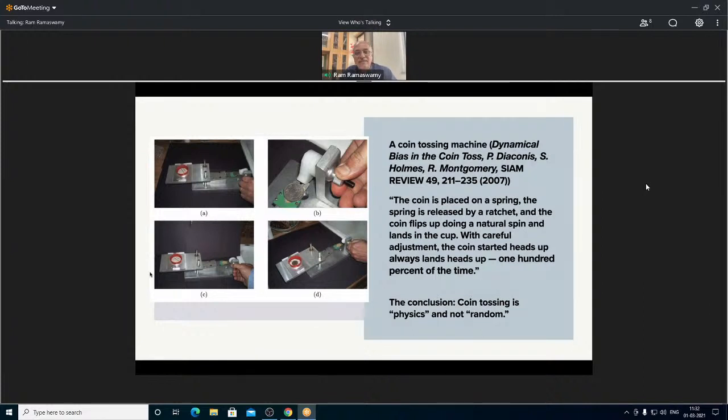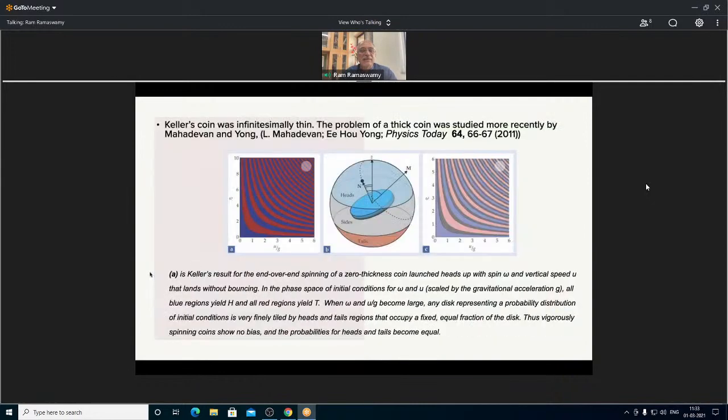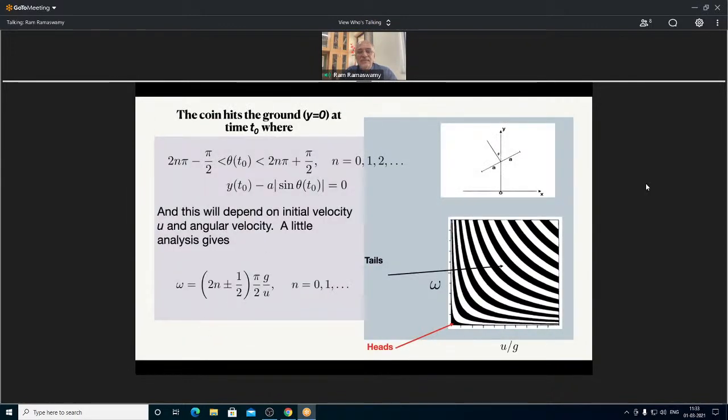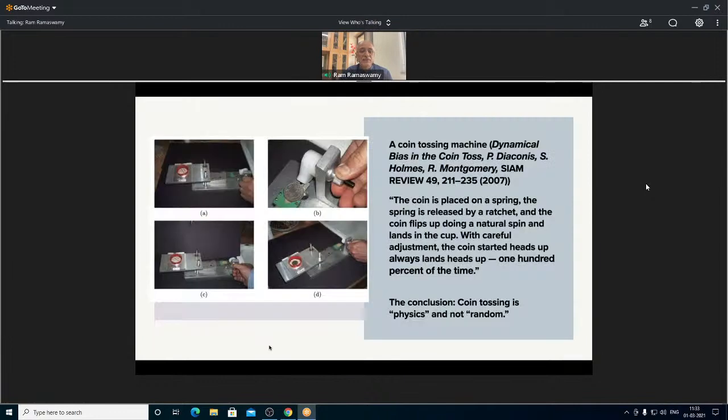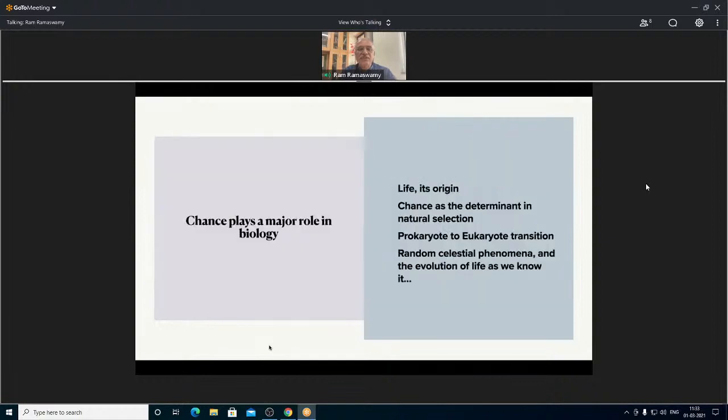And with the careful adjustment, they said, when you start the coin with heads up, it will toss up and come back and land heads 100% of the time, right? Namely, if I can always adjust it so that I can give the precise velocity and the precise angular momentum to always land in a black region, right? So this is an experiment that one can do, all right? And the conclusion was that coin tossing is physics, okay? It's something which is very simple in physics, and it's not random, all right?